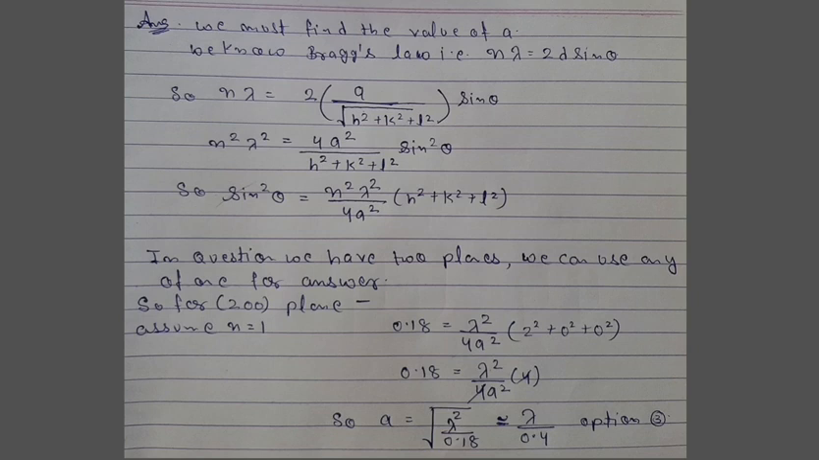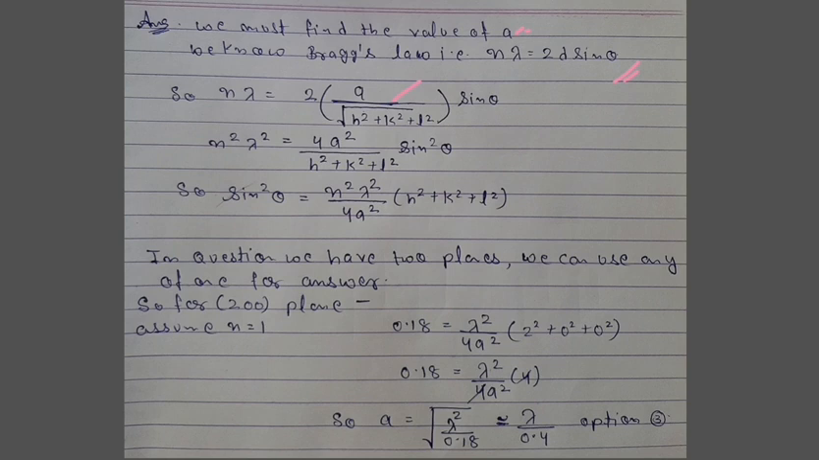Okay friends, according to the question we must find the value of a, that is the edge length. So here we use Bragg's law, and you all know that Bragg's law is n lambda equals 2d sin theta, and the value of d, the interplanar distance, is a upon root of h square plus k square plus l square. So put the value of d in Bragg's equation: n lambda equals 2 in brackets a upon root h square plus k square plus l square, times sin theta.